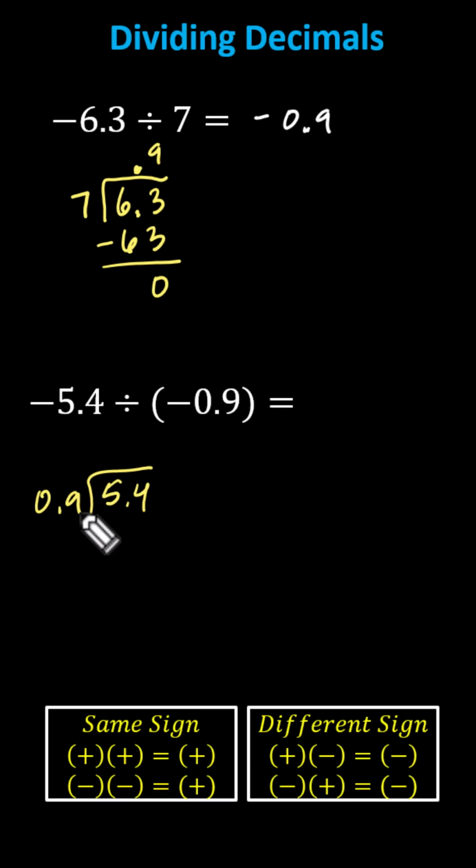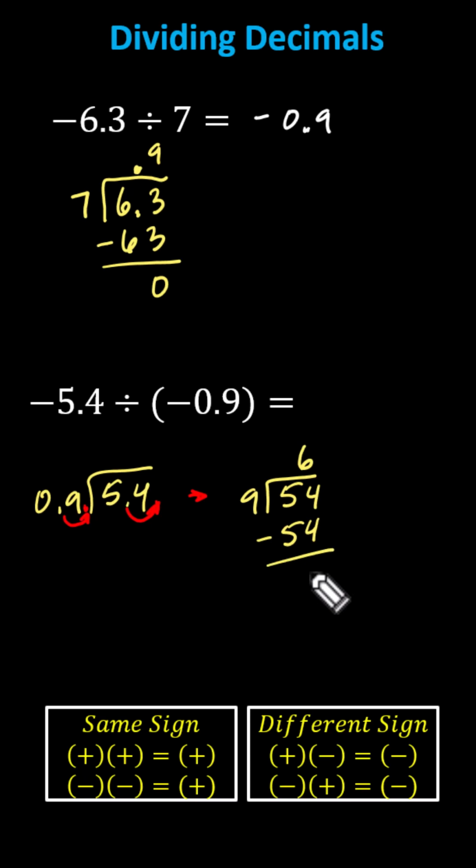For this example, the divisor is not a whole number, and therefore we need to move the decimal point right one place in the divisor, and we can do this as long as we do the same in the dividend, which means the original quotient is equivalent to just 54 divided by 9. And there are exactly 6 9s in 54. 6 times 9 is 54.